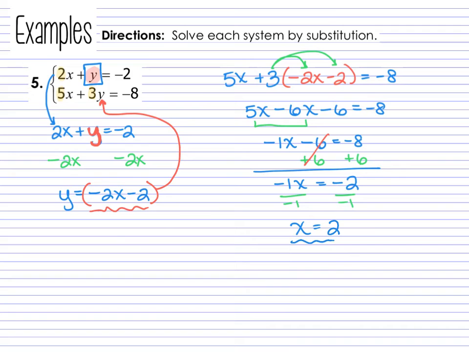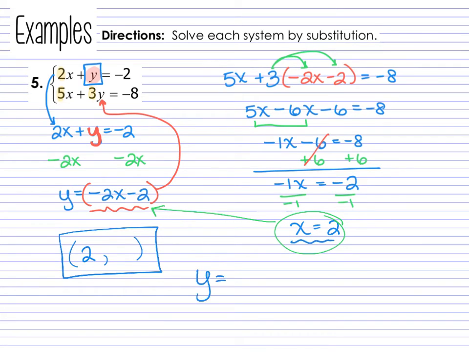Now, I'm not quite done though, because if I'm trying to fill in my ordered pair in my solution box, now I only have the x value. I still need to solve for y. So I'm going to do that by taking this x and plugging it into that equation where it's solved for y already. So I have y equals negative 2, but instead of x, I'm going to write in what we found for x, which is 2, minus 2. So that gives me y equals negative 2 times 2 is negative 4, minus 2.